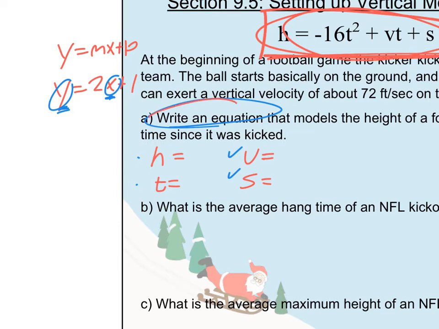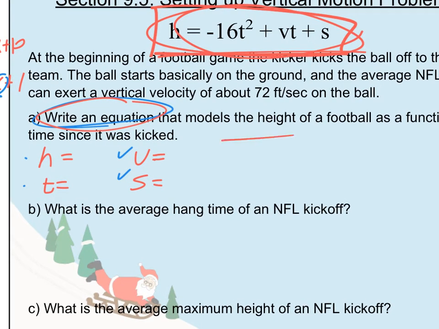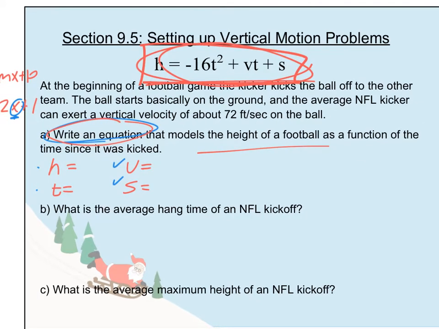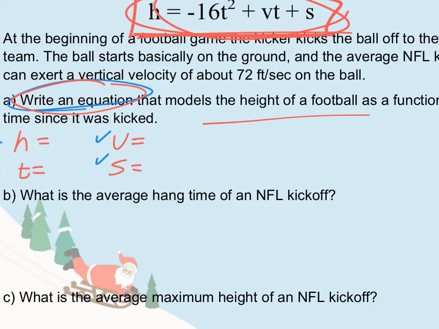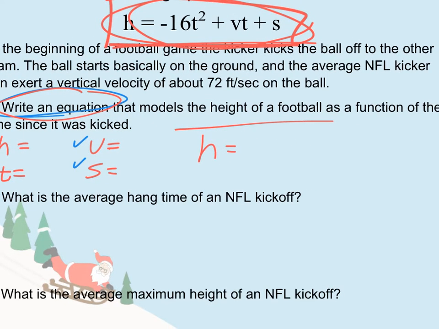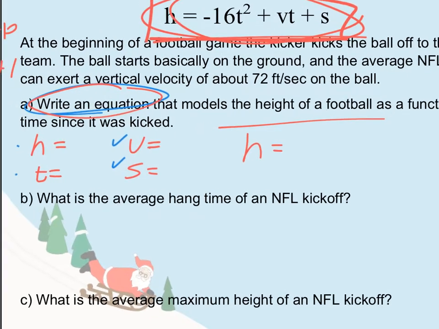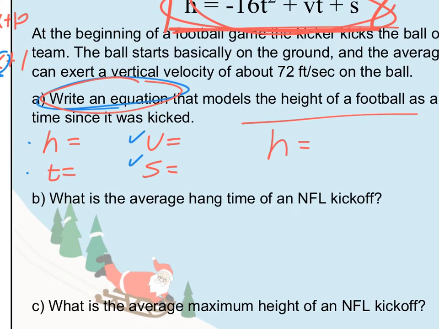So in this first one, it says write an equation that models the height of the football as a function of the time since it was kicked. So that means we're going to write an equation that's h equals the height of the football, the traveling height, and then t will be the other variable that's still in there, but we'll know the other numbers, v and s, that we can plug in.